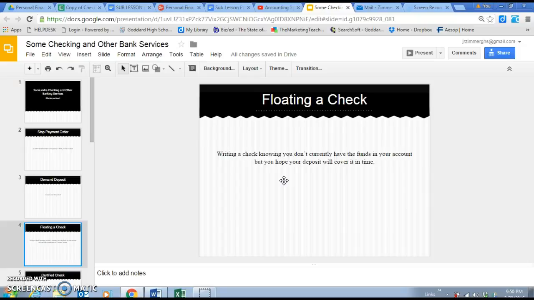The next one is floating a check. This is when you write a check but you know you don't currently have the funds. Not a good thing to do, especially if you're just praying that it'll get covered and hoping that your paycheck covers this check you've written. Not a good practice to get into.